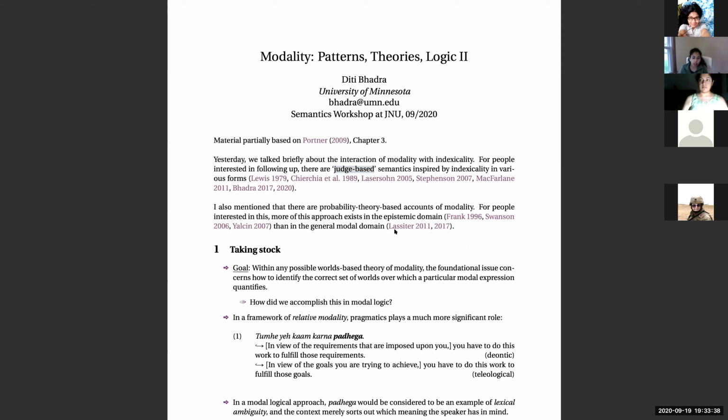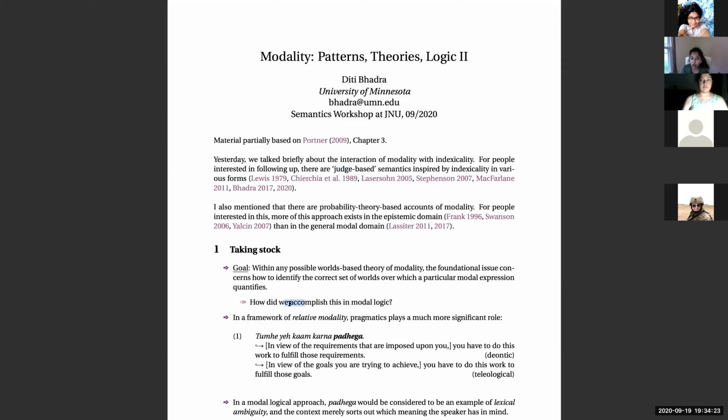Okay, so what we are trying to achieve is this goal. Within any possible worlds based theory of modality, the foundational issue concerns how to identify the correct set of worlds over which a particular modal expression quantifies. Remember, even within modal logic, our sets inside our frames were possible worlds. So within any theory of modality that looks at possible worlds, how do you get the correct set? You want a quantificational domain for the modal. How do you ensure that you're getting the right quantificational domain?